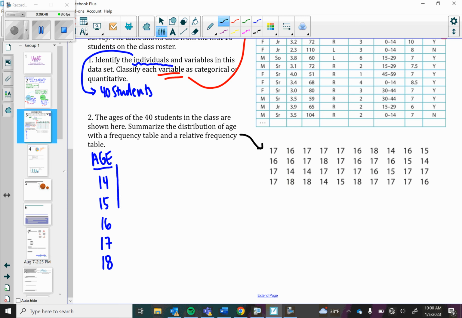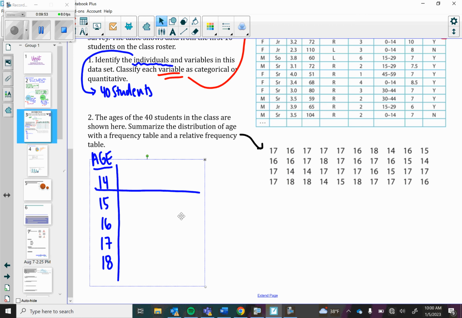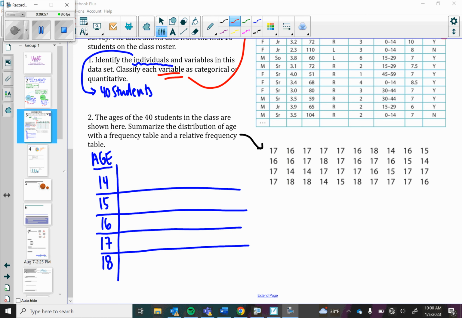And if I want to create a distribution, I need to show what values it takes, which I just did, and how often it takes those values. To complete this frequency table, I am simply going to count the number of 14s I see in the table, the number of 15s I see in the table. So I'm looking through, I've got 1, 2, 3, 4, 5, or I can write the number 5. This is the frequency with which, how often there was a 14-year-old student.